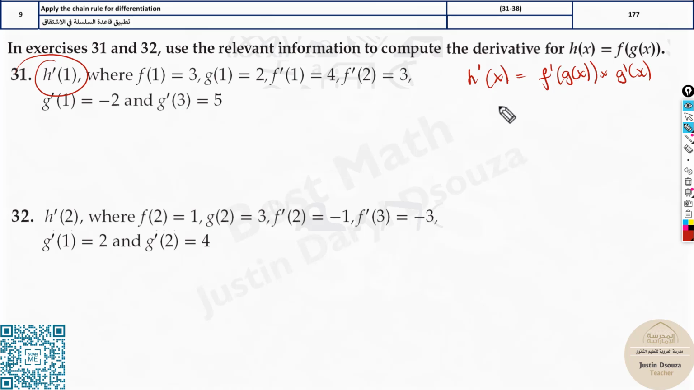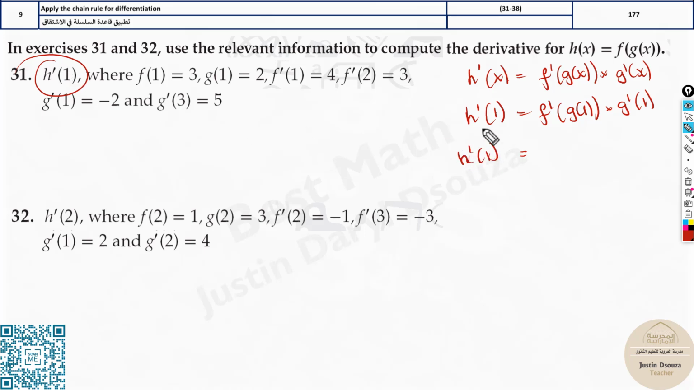Now what do we know here? We know f prime of x, but we need to solve for 1. So instead of x, we have to put 1 everywhere. h prime of 1 equals f prime of g of 1, instead of x everywhere you put 1, then g prime of 1. Now let us substitute. We need to find this, h prime of 1.